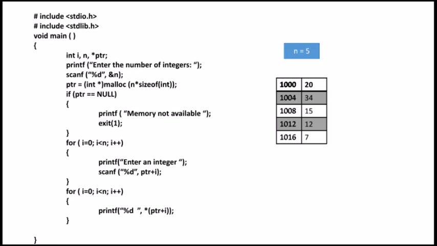And similarly, in the next for loop, we are trying to print the values stored in those addresses. So star ptr plus i means what? The first address, that is 1000, and there 20 is stored, so that value will be printed. Next time, ptr plus i means what? i is actually holding 4 bytes, that is of type integer, so 1000 plus 4, that means 34 will be printed, and similarly next 15 will be printed, then 12, and lastly 7 will be printed.